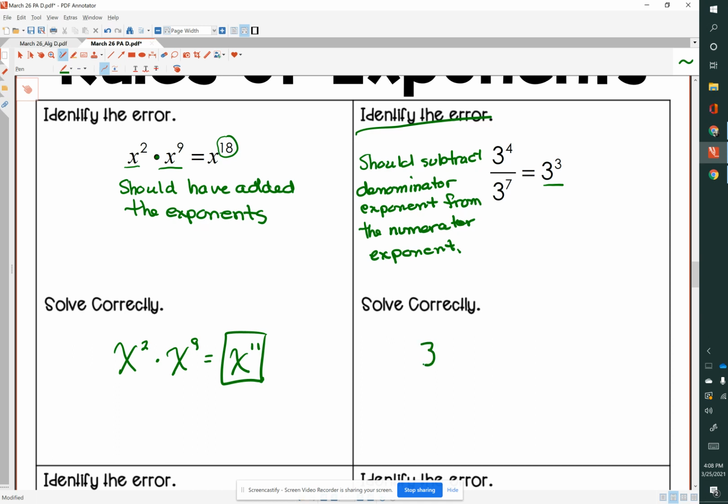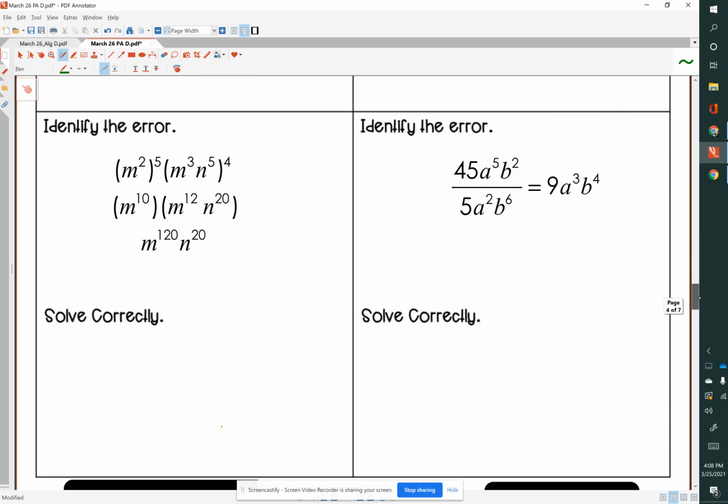So let's solve this correctly. And we'll show all our work. We have 3 to the 4th being divided by 3 to the 7th. So that will equal 3 to the 4 minus 7. And 4 minus 7 is negative 3. So the answer would be 3 to the negative 3rd power. We don't like those negative exponents, so we're going to put it in the denominator under 1 with a positive exponent of 3. And here we are. We've shown every step as we did this. I know you're doing that as well.